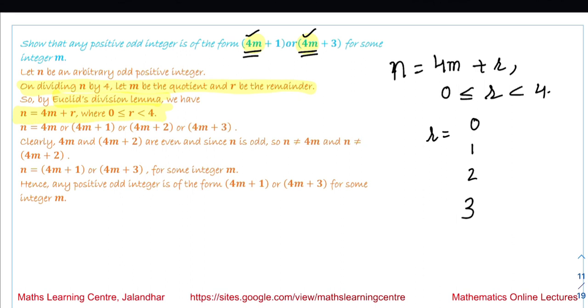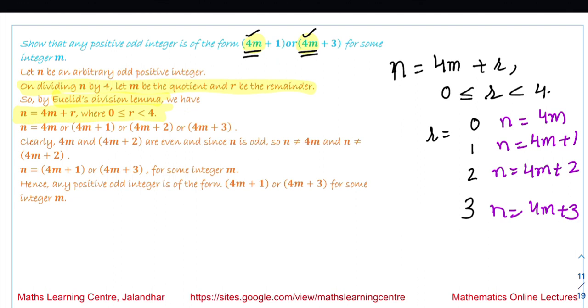So when r is equal to 0, we get n is equal to 4m. When r is equal to 1, it means n is equal to 4m plus 1. When r is equal to 2, it is 4m plus 2, and this is n is equal to 4m plus 3.